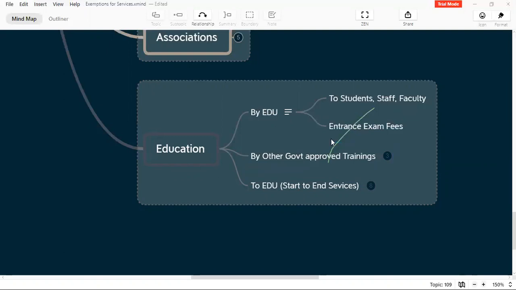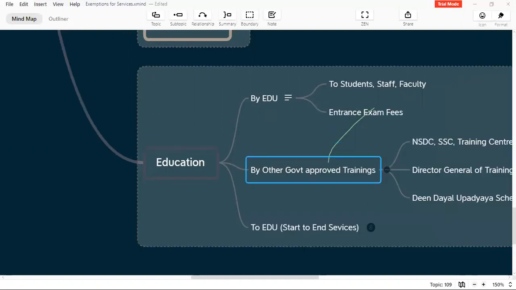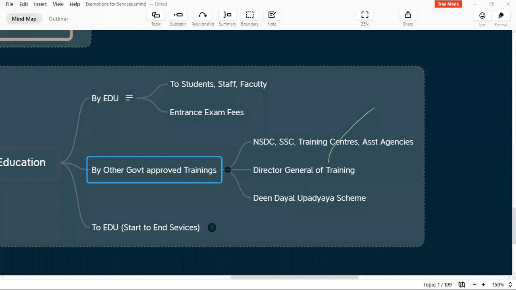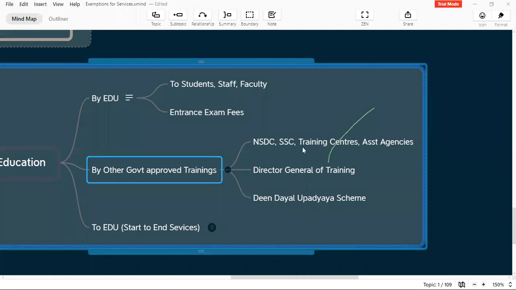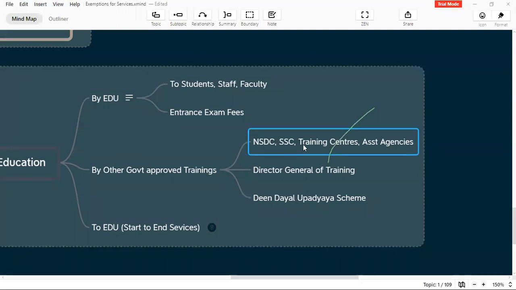So the government says these three specific training programs are exempt from GST. Other than these are not authorized educational points. It's called NSDC, for example, National Skill Development Corporation. For example, you could have seen a lot of these institutes conducting nursing programs. They are not colleges. There could be nursing colleges, but they just conduct short 6 months, 9 months nursing programs. It is exempt from GST.